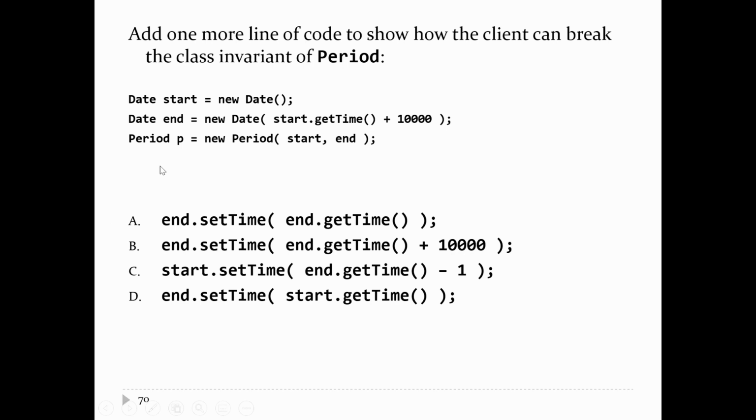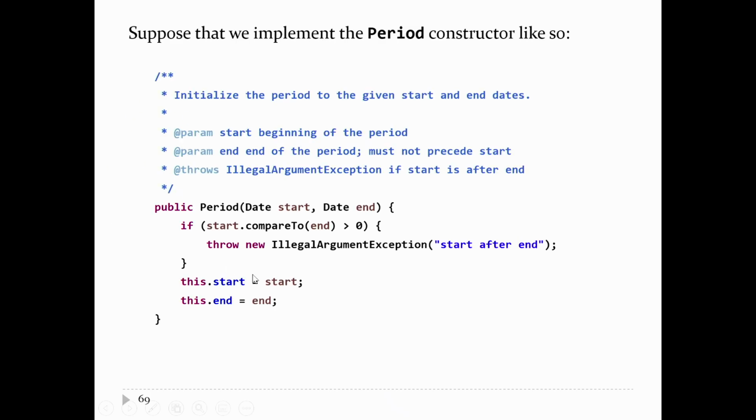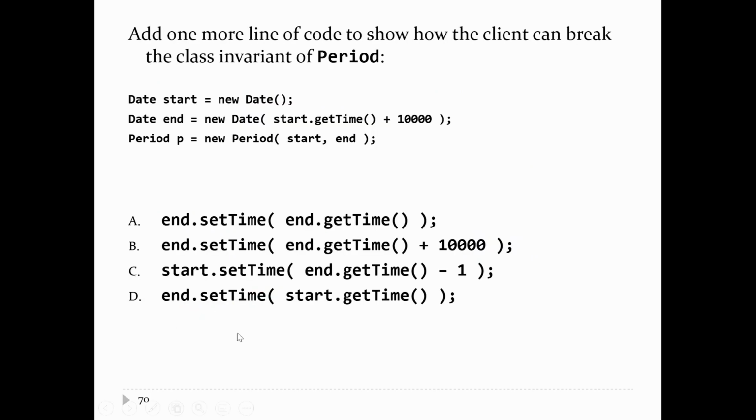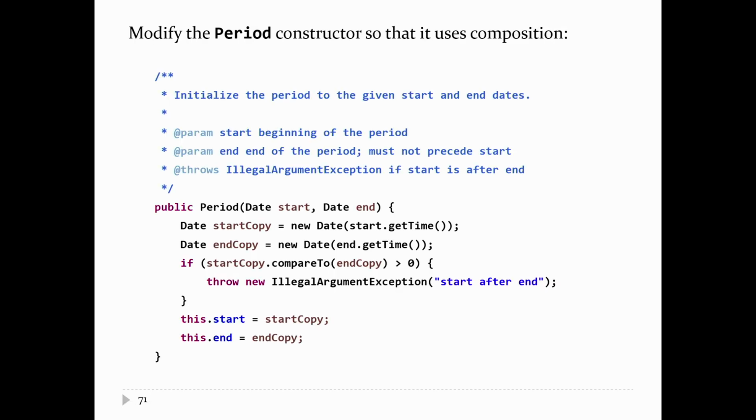Now, why does it break the invariant for the Period class? It's because when someone changes that, then this start or this end will change, which we have to prevent from happening. So you can actually break the class invariant not by asking the Period class to do so, but simply by modifying one of the references that you have when you called the Period constructor. So that's no good.